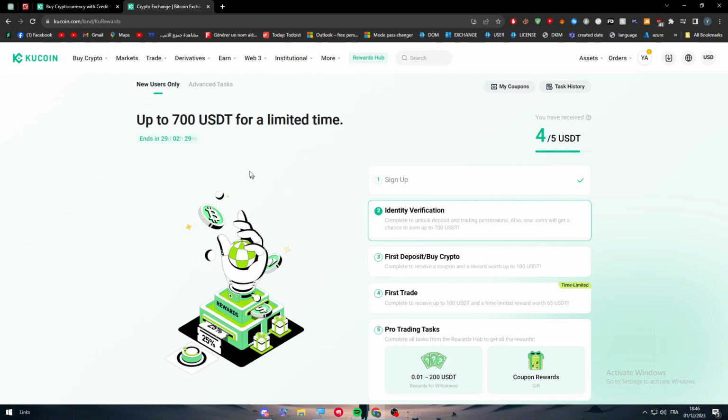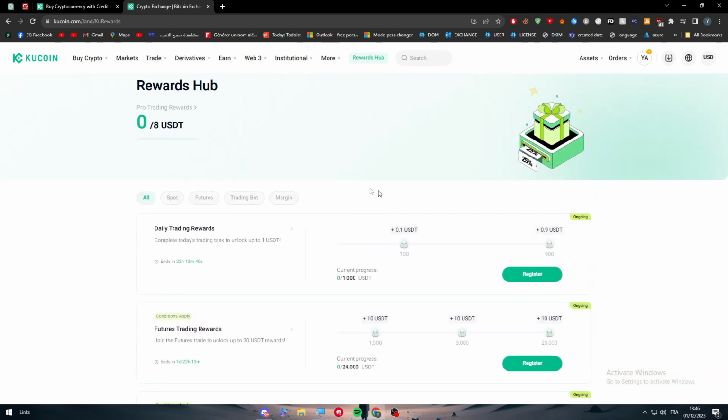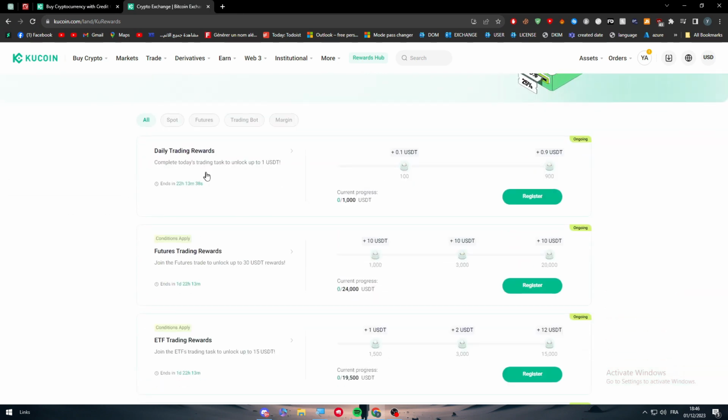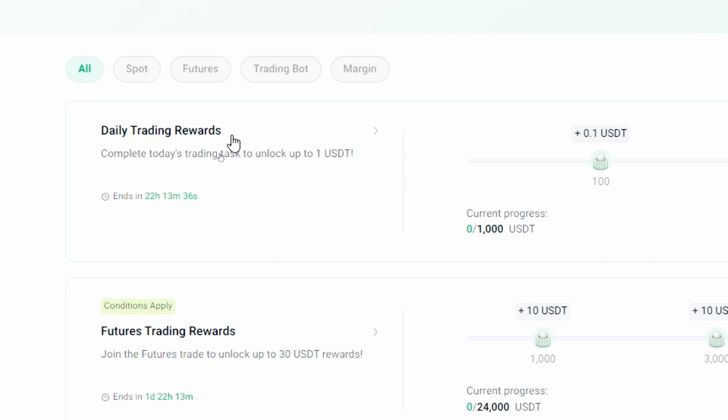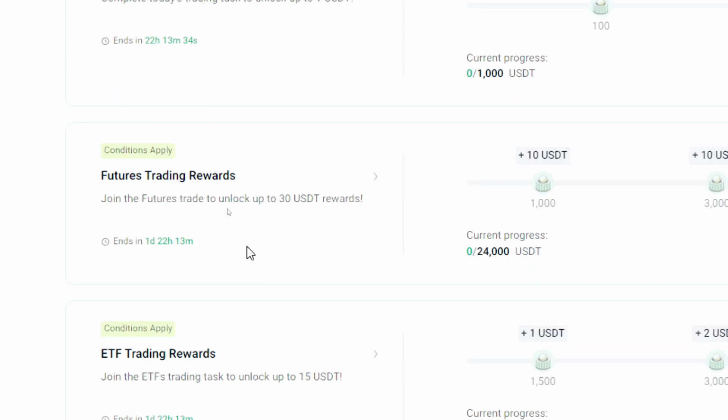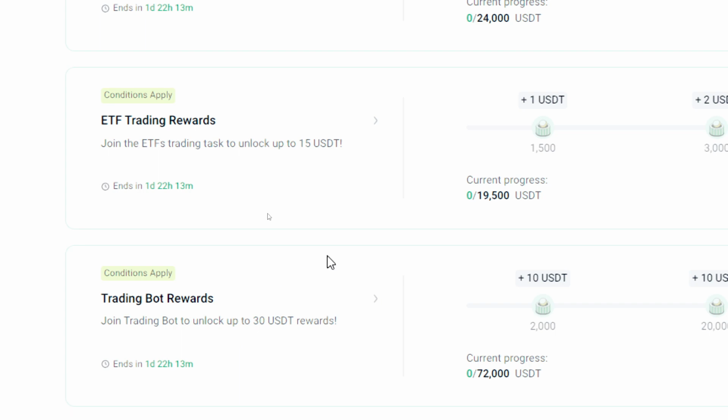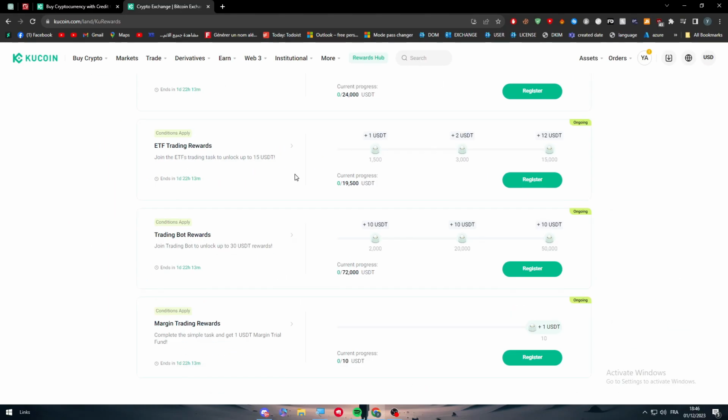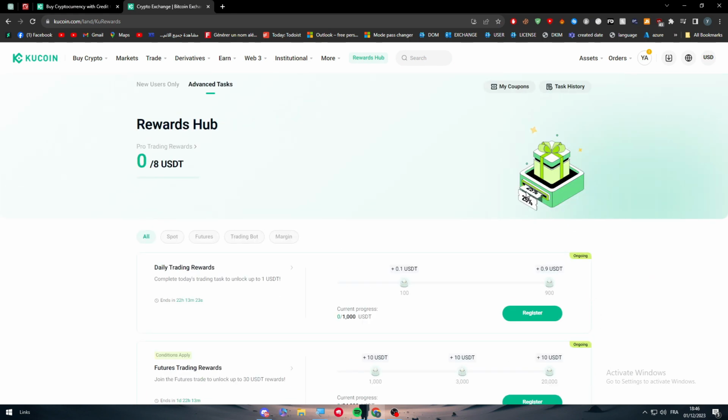And there is other stuff here. So advanced tasks, you could literally start earning money by just doing these tasks. So daily trading rewards, futures trading rewards, ETF trading rewards. So join ETF trading tasks, unlock up to 15 USDT. So there's a lot of things that you can actually do, and you can just start making money just doing these kind of things. So it is a very, very useful tip to use in case you couldn't buy crypto. You can just verify your account and you can get some money inside of your account.